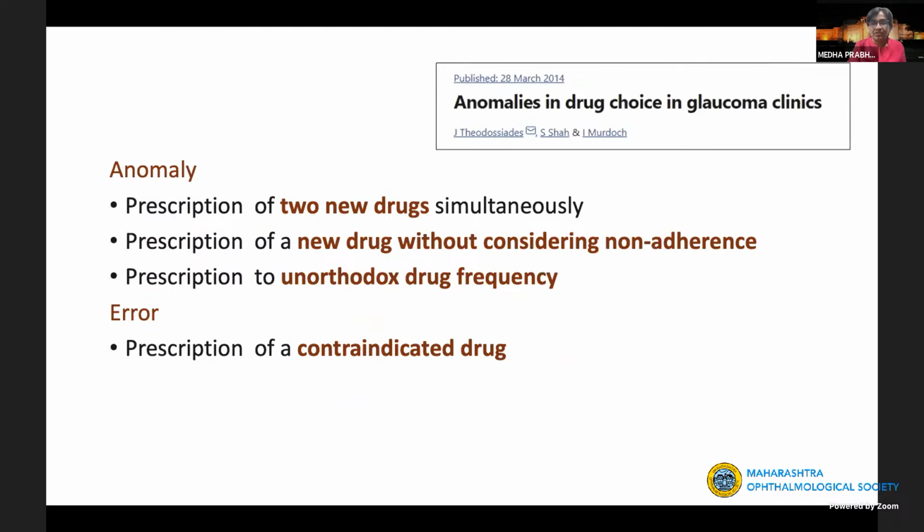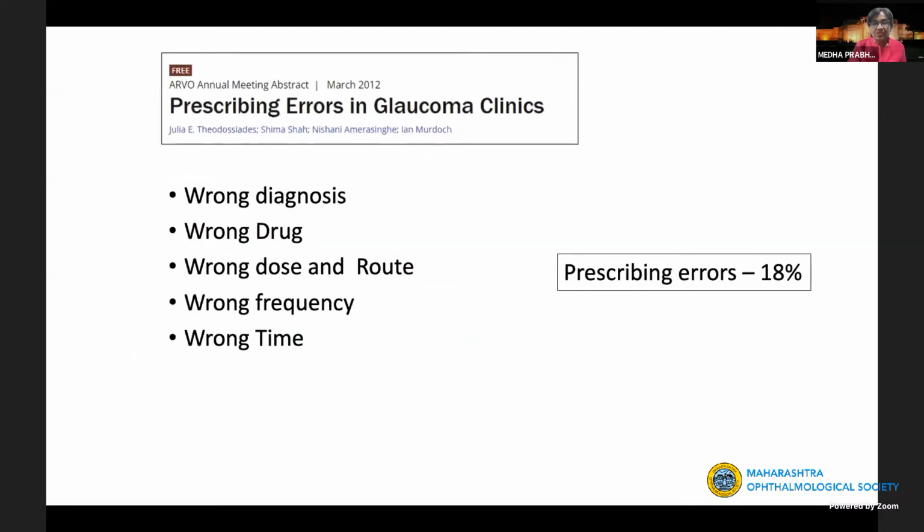So what are the anomalies in drug choice? This was done as a retrospective study, and anomaly was described as prescription of 2 new drugs simultaneously for initiating treatment, prescription of a new drug without considering non-adherence of the patient, prescription of unorthodox drug frequency, such as beta blockers 3 times, and prescription of a contraindicated drug was considered an error. So these are prescribing errors. This is another study, where they were almost 18%. So what are the prescribing errors? Most important is wrong diagnosis, which we have been discussing till now, wrong drug, wrong dose and route, wrong frequency of the drug, and obviously wrong time.